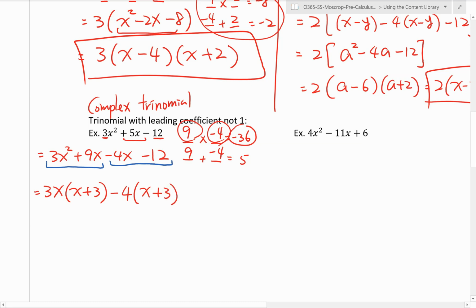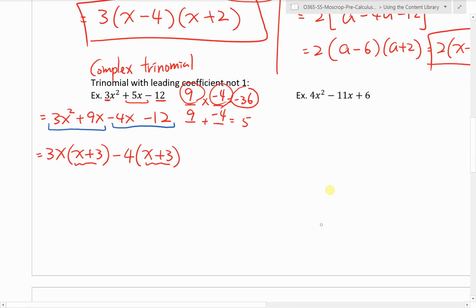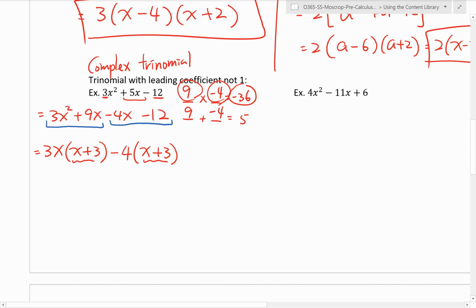This is the key right here. These two brackets must be the same. If they are not the same, that means you made a mistake, okay? Now, the last step is, since these two brackets are the same, we can actually factor that out. We have two terms, and both terms have the same x plus 3 bracket. So we can actually factor that out.